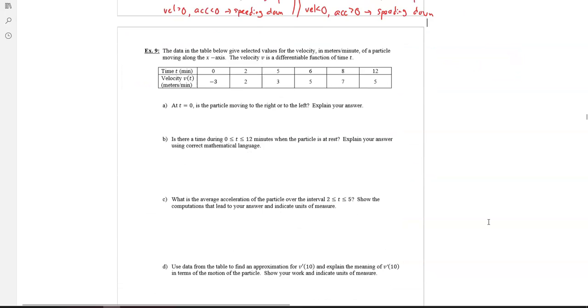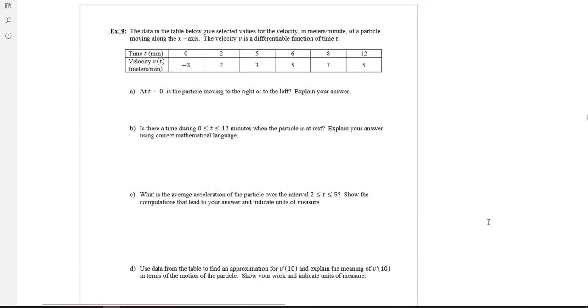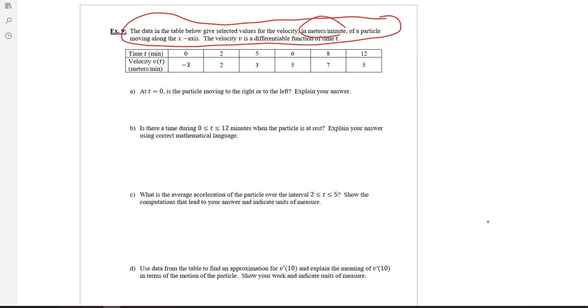Okay, let's do this then. So number 9, we actually have a problem here. The data in the table below, and this is very important to read this kind of introductory information as well. When you do these problems, sometimes in your previous math classes you just glossed over that. You're like, yeah, okay, I'll just skim it. Read it because there's important information here that you might need to use. So data in the table below gives selected values for the velocity in meters per minute. So units are important for these questions too. Oftentimes you want to make sure you're including units. You can lose points sometimes for not including appropriate units.